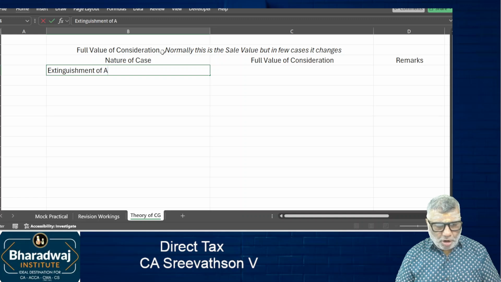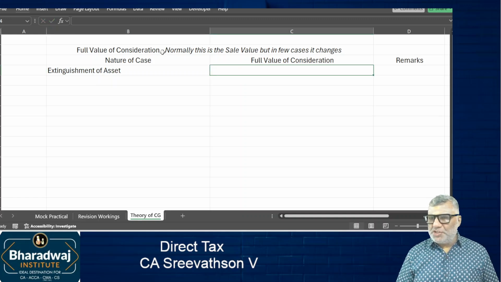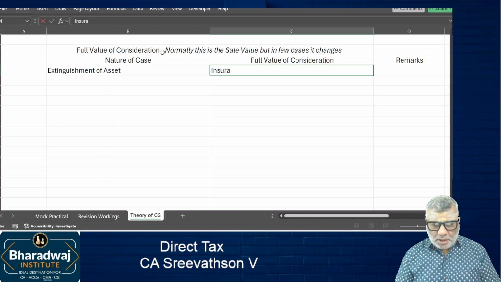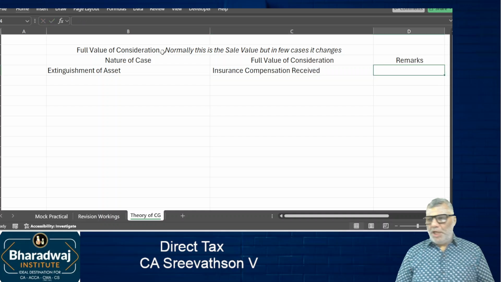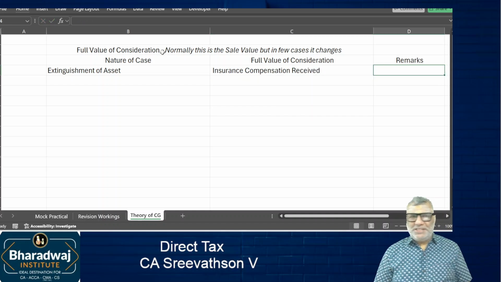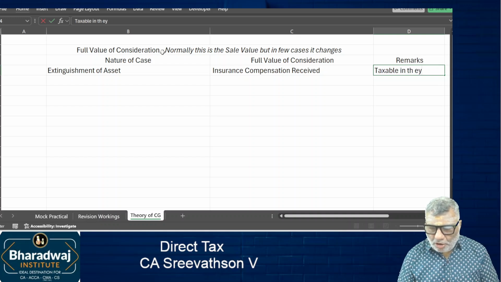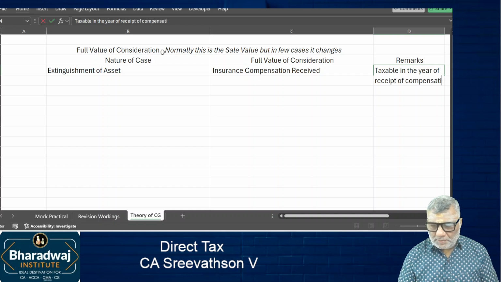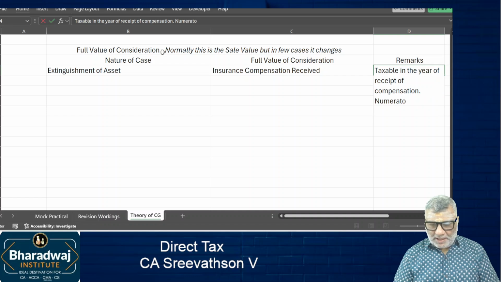Extinguishment of asset, that is destroyal of an asset. Insurance compensation received is taxable in the year of receipt of compensation. But please remember, the numerator is the year of transfer.